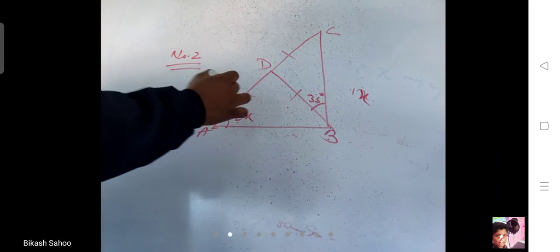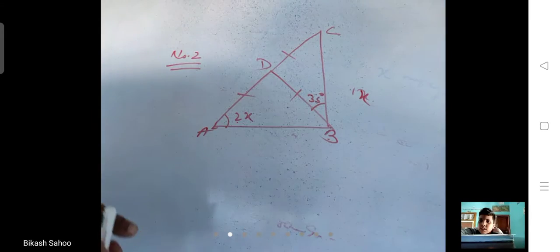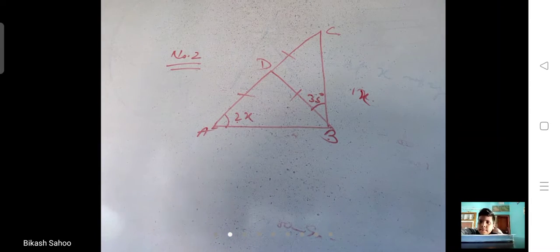Speak me. And the three sides are equal. That AD side is equal to BD side is equal to CD side. How to calculate x?